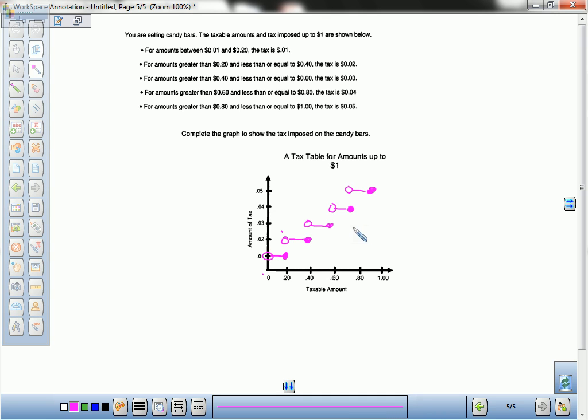All right, does yours look like mine? Yep. Okay, so we have a couple of questions. Honestly, with any of these questions, there's no way I would think of a step function.